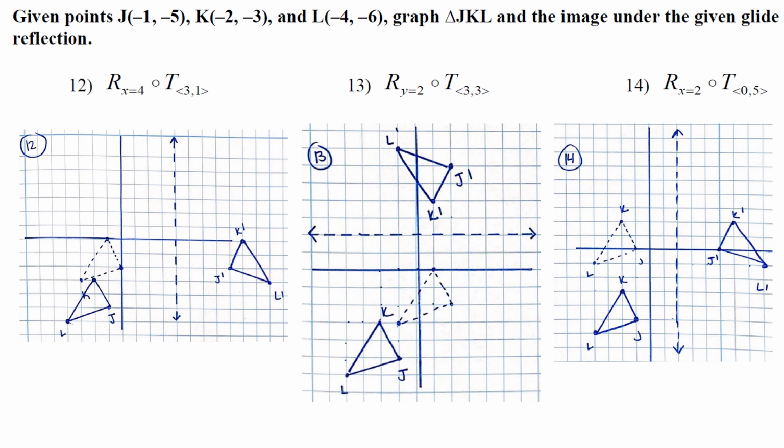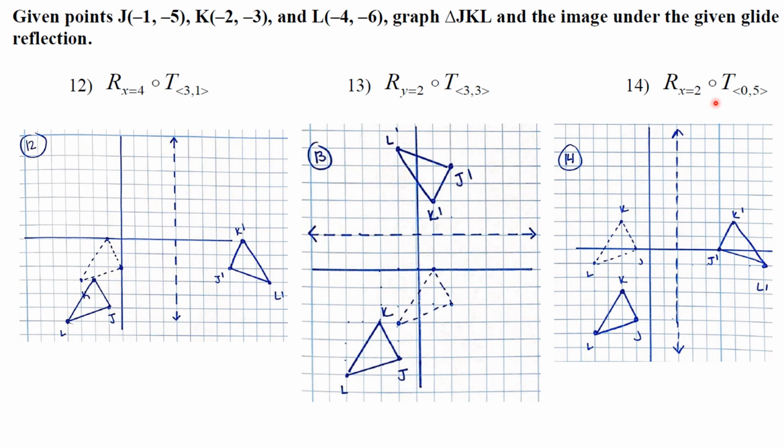On number 13, my line was y equals 2, but of course I first have to do my translation. So I'm going from here, +3 and +3. Sorry, +3 on x, +3 on y. Ends up in the same place coincidentally. And then I'm going to just reflect over that y equals 2 for each one of my points.